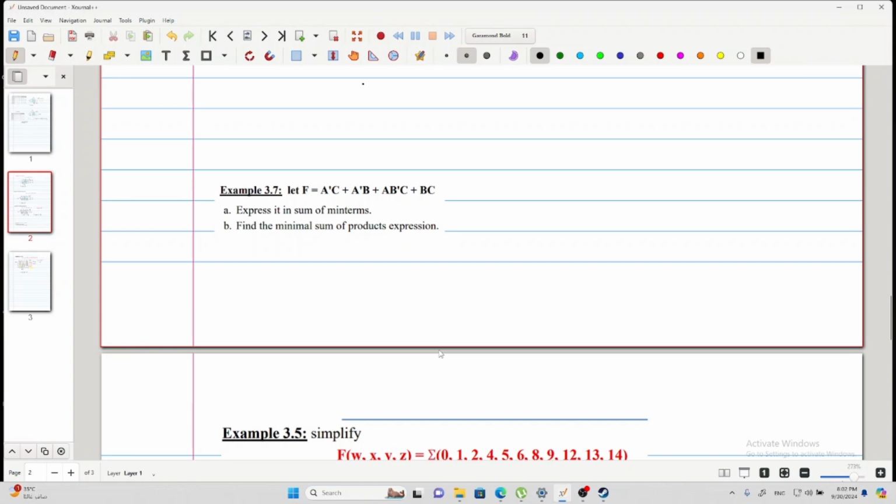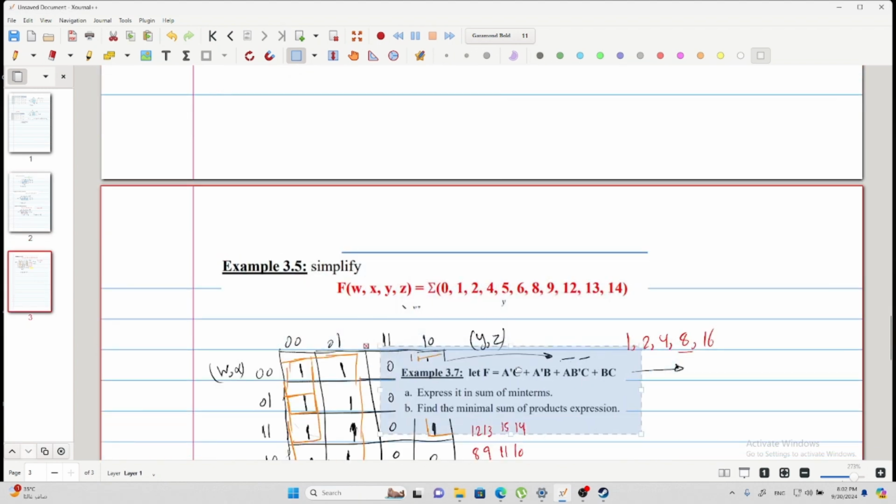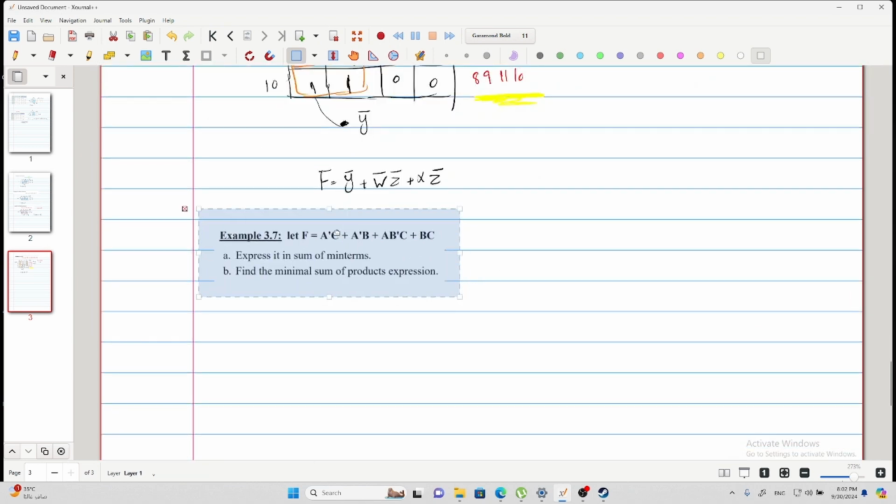Now we have one more example to show the use of the K-map method using the function itself, instead of the truth table. So let's give this a try. We have two parts to this question. Part A is to express it in terms of minterms. So how do we do this?